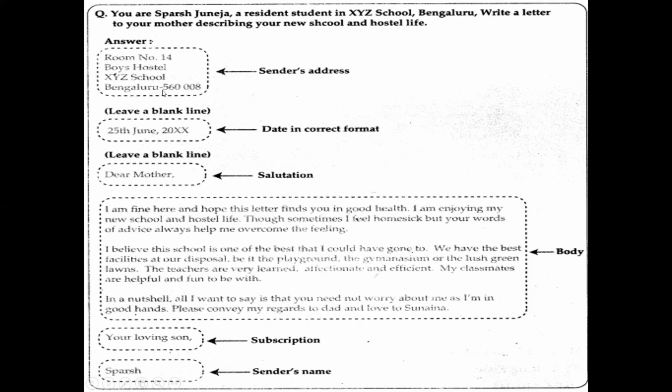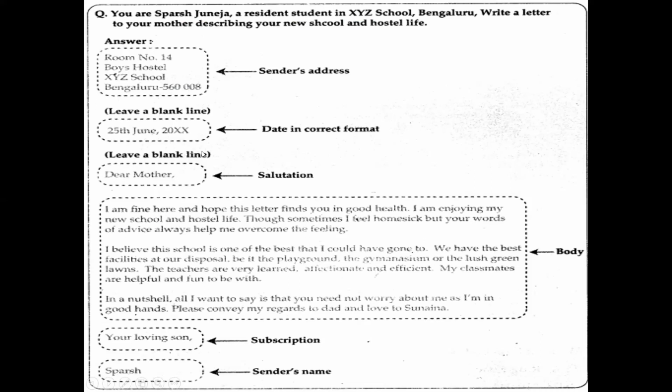Then a dash is here. These are all punctuation marks. So it is only the address. Then after writing the address, you have to leave a one line space. After that, you have to write the date in the correct format.